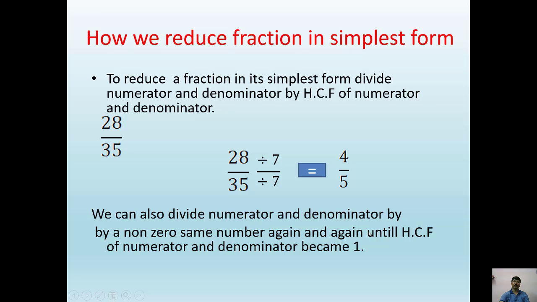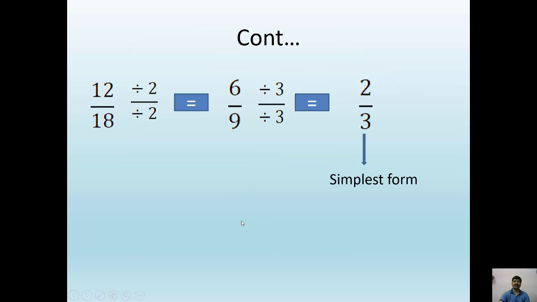We can also divide the numerator and denominator by a non-zero same number again and again. It is not compulsory to directly divide by the highest common factor. We can divide numerator and denominator by another non-zero same number again and again until the HCF of numerator and denominator becomes 1. For example, here the fraction is 12 upon 18. We first divide by 2. 12 divided by 2, 18 divided by 2. We get 6 upon 9.